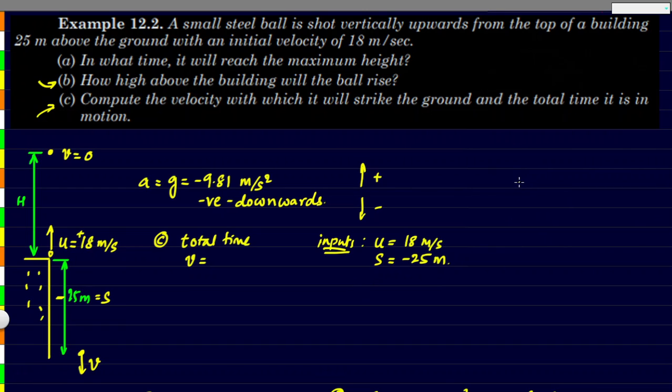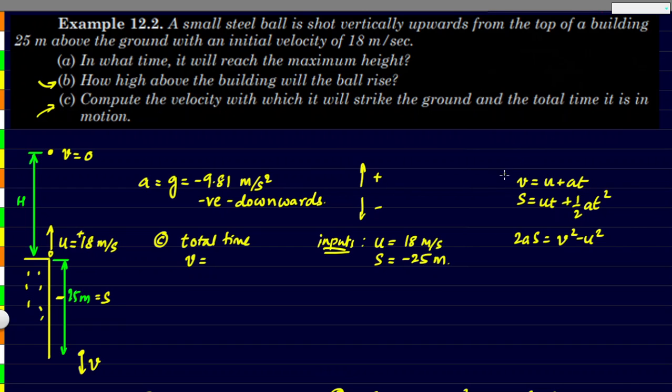So we have three equations at our disposal. v equals u plus at, s equals ut plus half at square, and 2as equals v square minus u square. Let's go ahead and check which one of these we will be able to use.